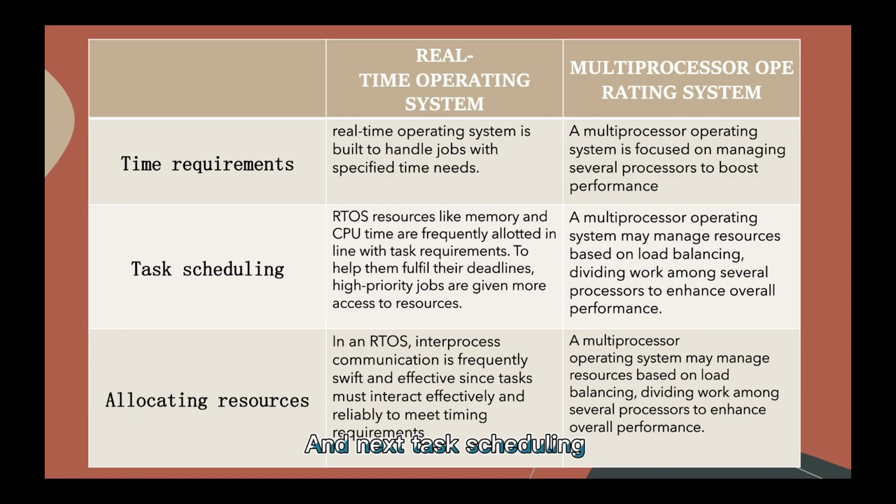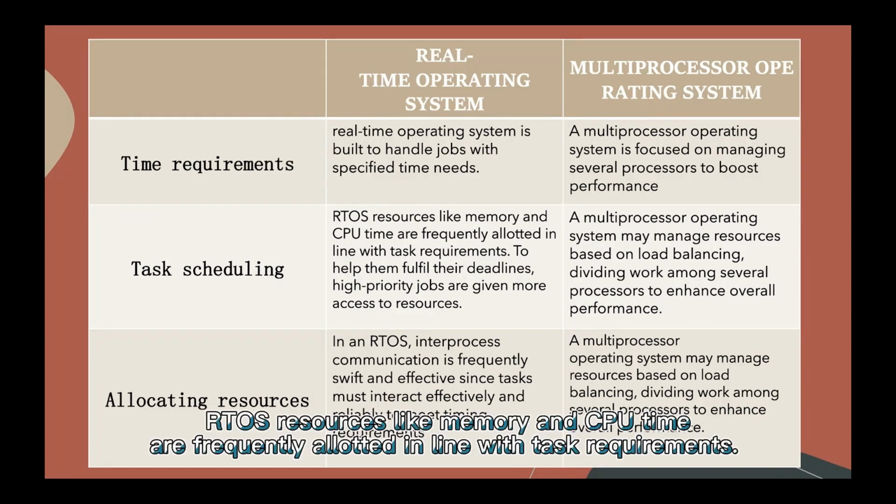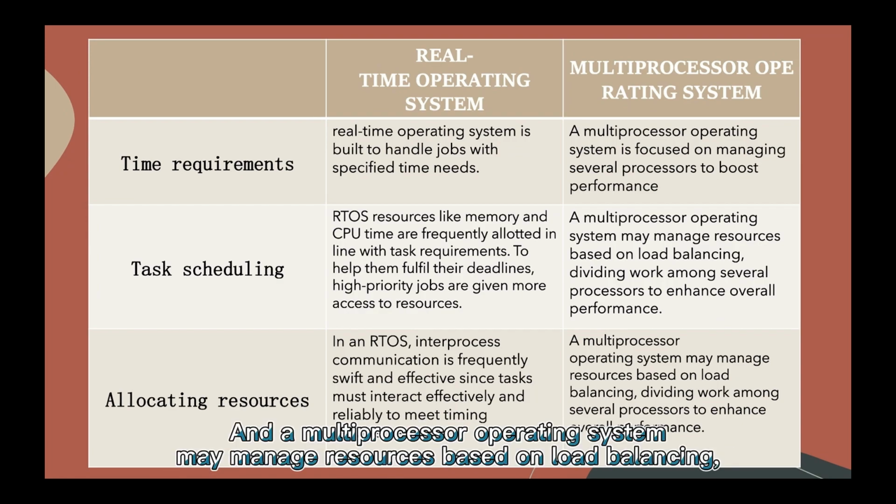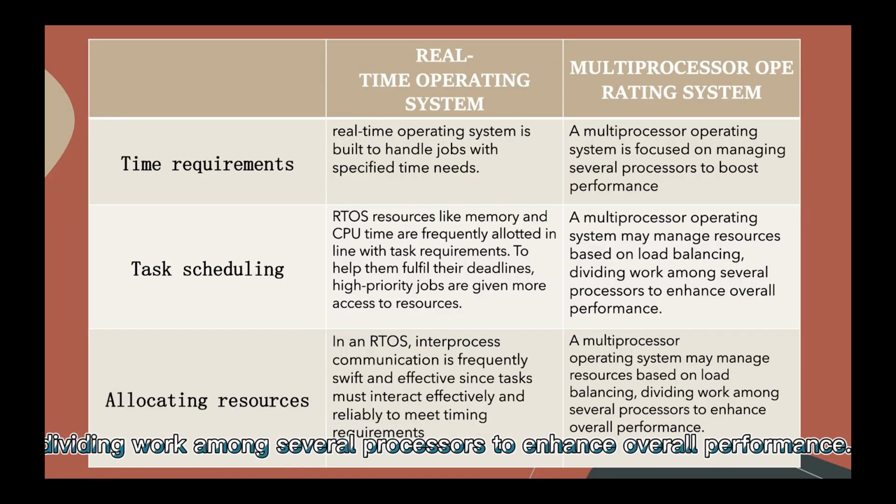And next, task scheduling. In an RTOS, resources like memory and CPU time are frequently allotted in line with task requirements. To help them fulfill their deadline, high priority jobs are given more access to resources. And a multiprocessor operating system may manage resources based on load balancing, dividing work among several processors to enhance overall performance.